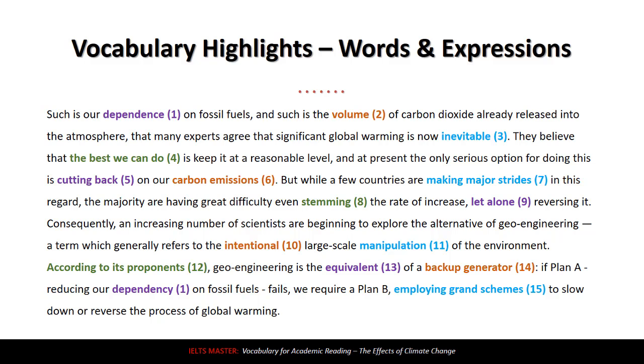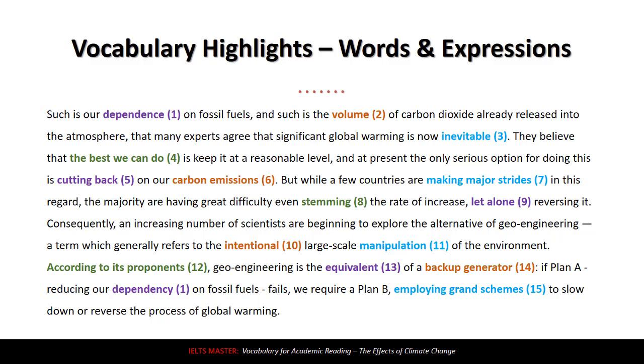They believe that the best we can do is keep it at a reasonable level. The best we can do. Now, this isn't a difficult phrase, the best we can do, but I highlighted it because it's a nice set of words that go together well. The best we can do, the best I can do, the best he or she can do. So something worth remembering. Next, cutting back. Cutting back means to reduce.